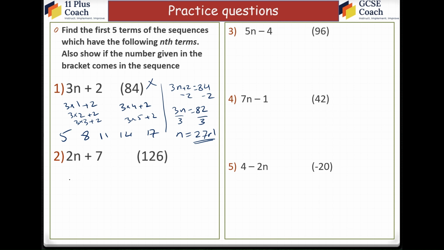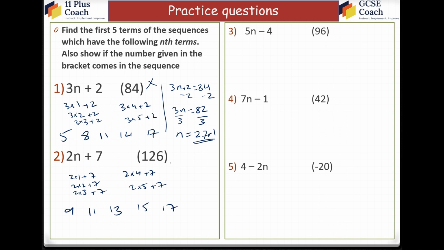Okay, the next sequence. Replace n with 1. So 2 times 1 plus 7 gives me 9. 2 times 2 plus 7 is 11. Remember, you replace n with each position you want. 2 times 3 is 6, plus 7 is 13. 2 times 4 is 8, plus 7 is 15. And 2 times 5 is 10, plus 7 is 17.